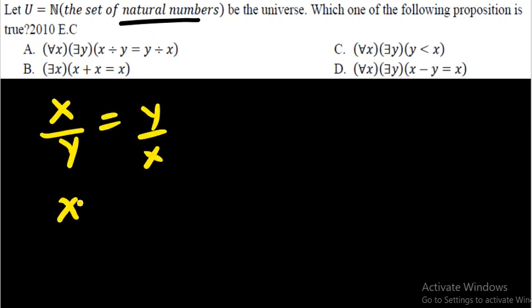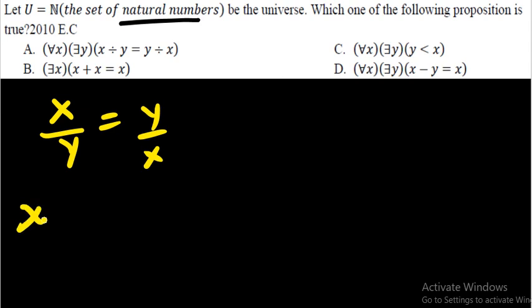Next one, our universal set here is the set of natural numbers. Which one of the following propositions is true? Choice A: for every x there exists y such that x divided by y is equal to y divided by x. What does it mean? X over y is equal to y over x, which means x square is equal to y square.